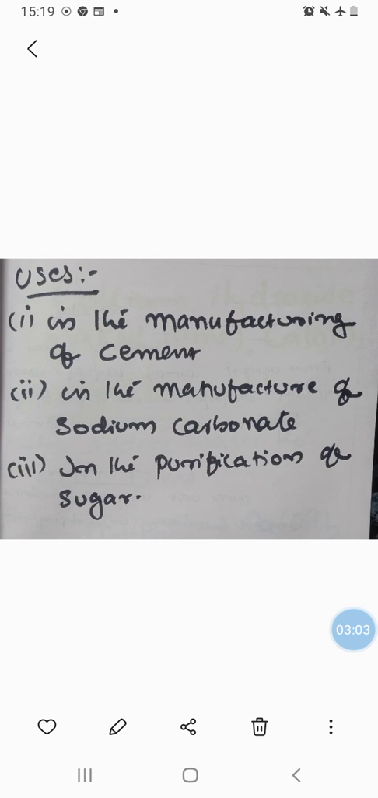Uses of calcium oxide: it is used in the manufacturing of cement. Calcium oxide is the major component of cement. It is used in the manufacture of sodium carbonate. It is used in the purification of sugar.